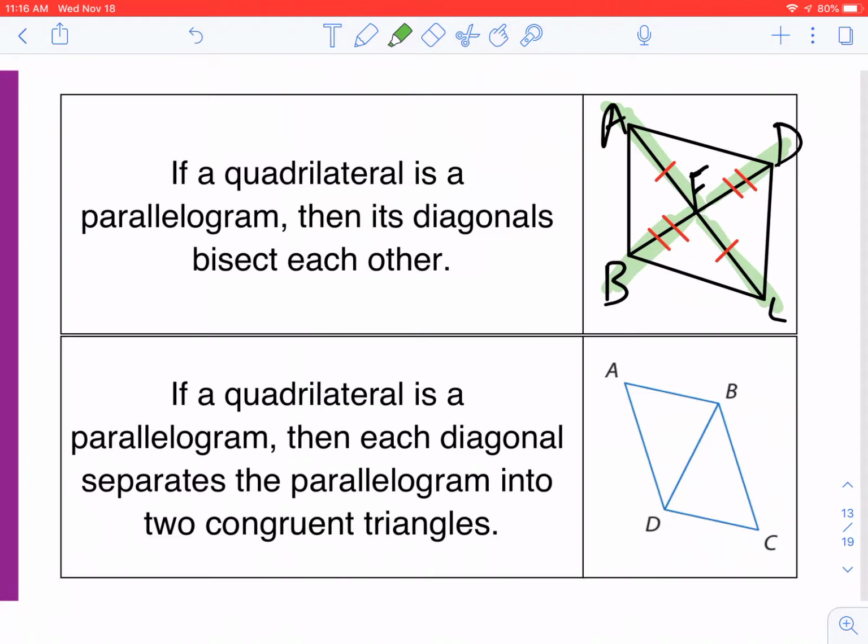Also, if it's a parallelogram, then the diagonal will split it into two congruent triangles. So if we were to mark everything, we would do here, we would do here, we would have a nice side-side-side triangle based on the properties of a quadrilateral.